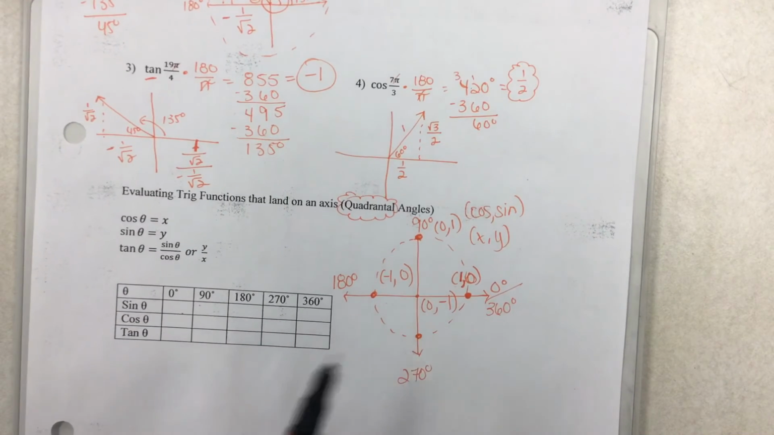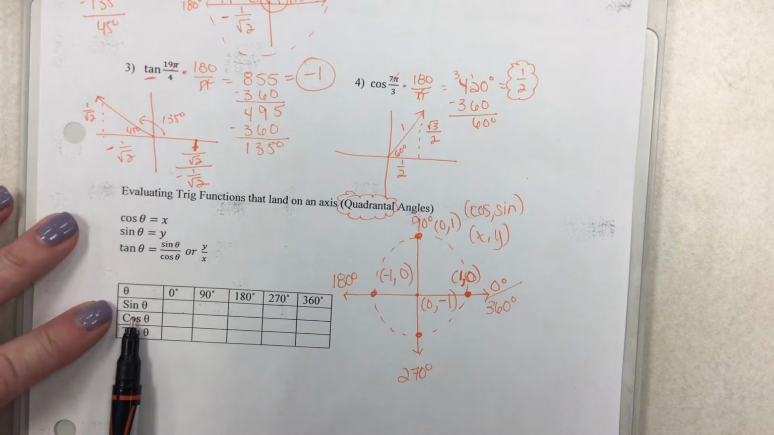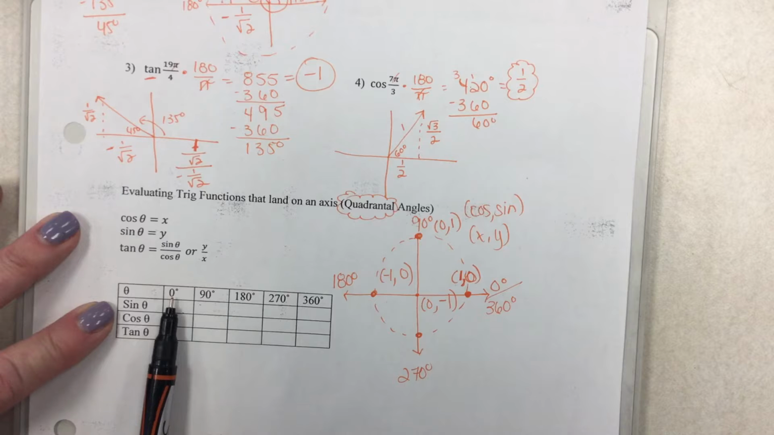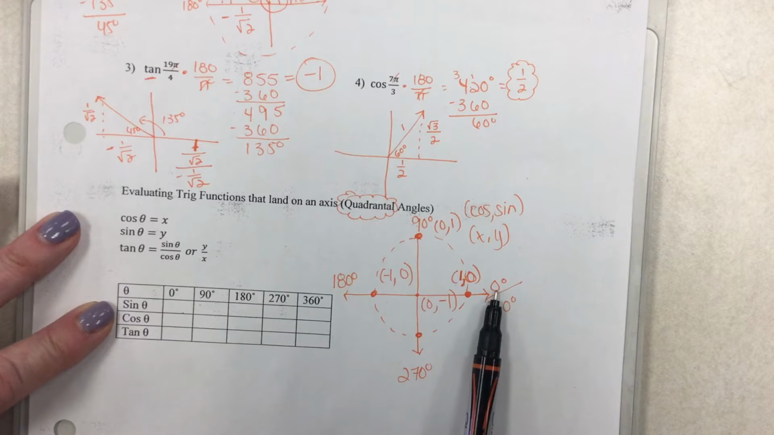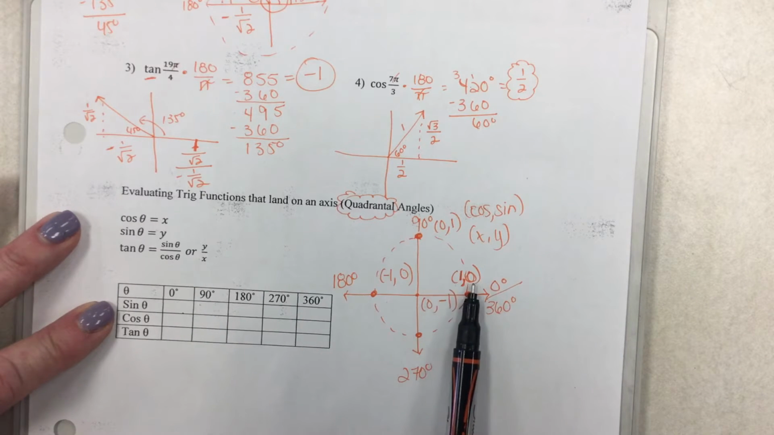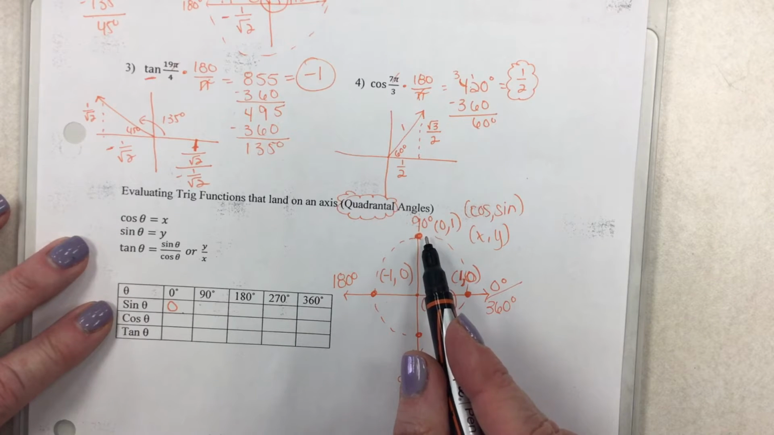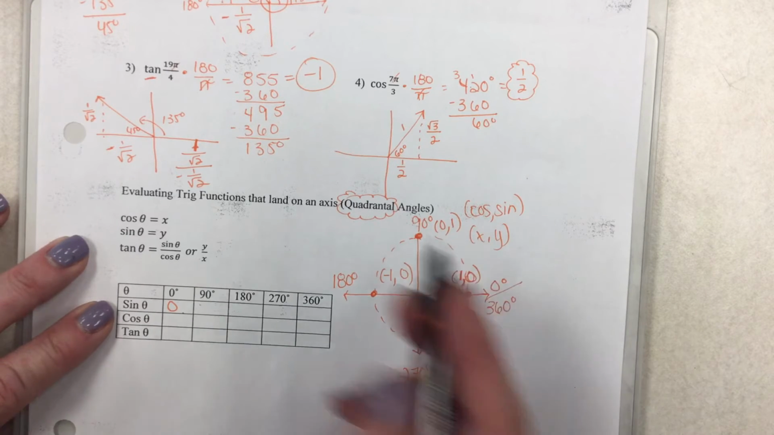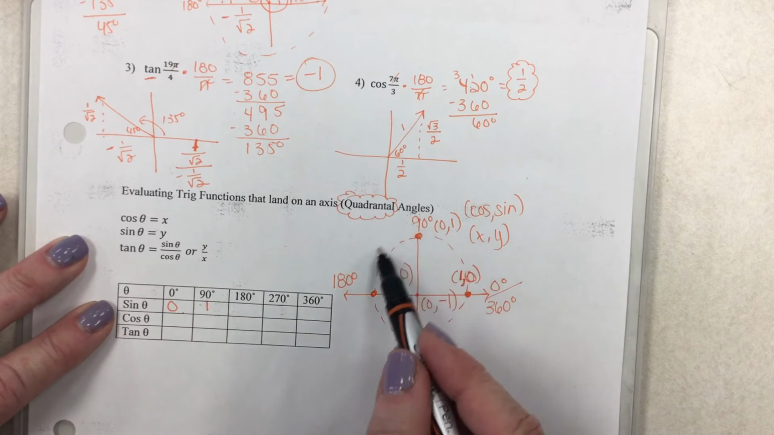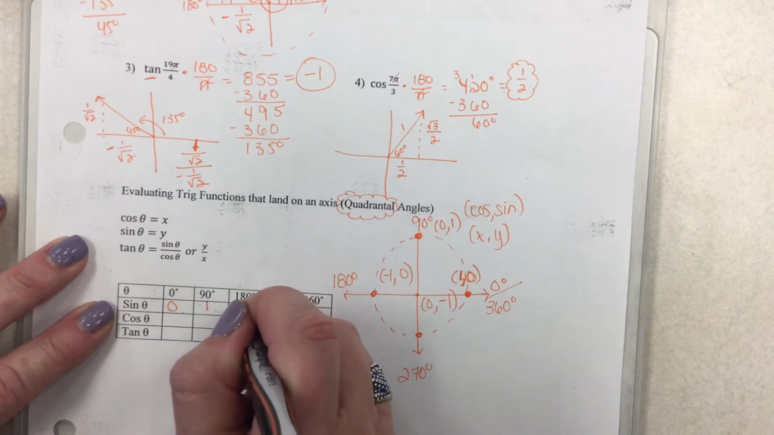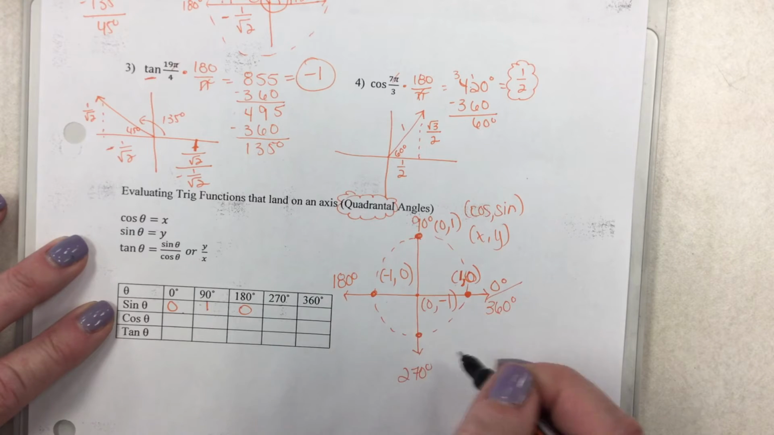So now what we're going to do is fill in this chart here to the left. What is the sine value of theta at 0 degrees? Well, I go to 0 degrees. I see my coordinate point of 1, 0. I understand that sine is my y value always. So what's the y value at 0 degrees? 0. Now let's go to 90. What's the y value at 90 degrees? 1. What's the y value at 180? 0. Y value at 270?